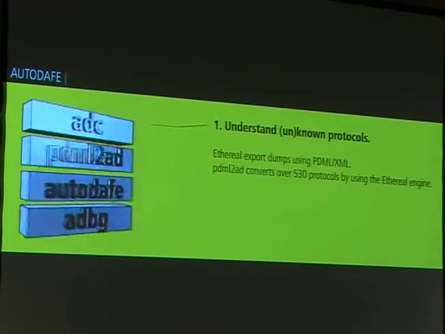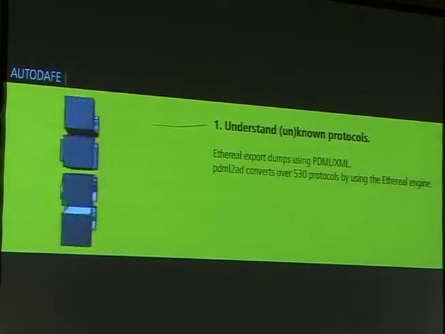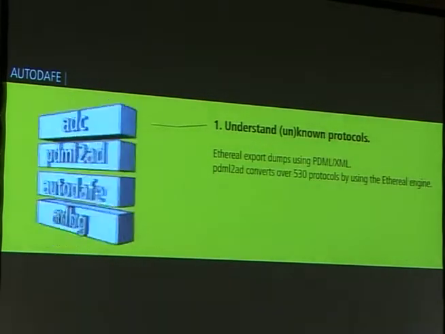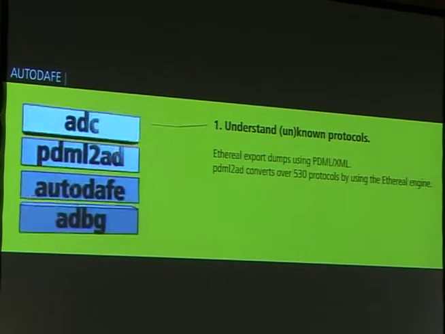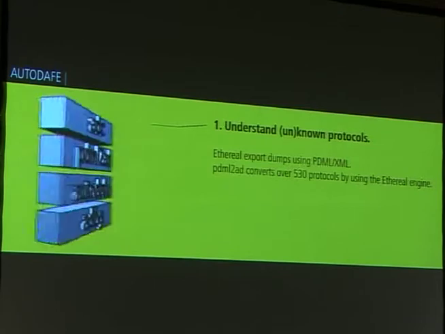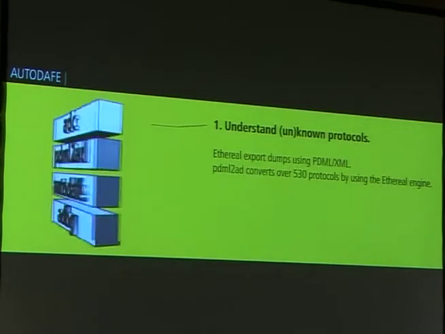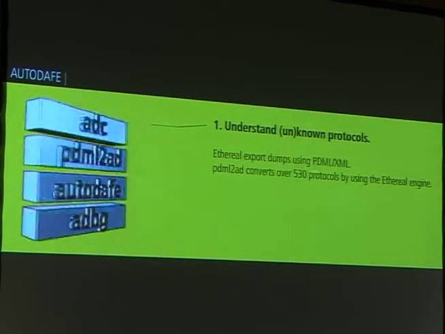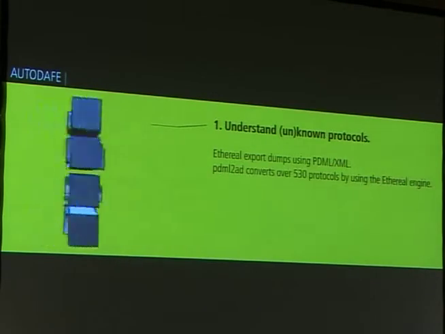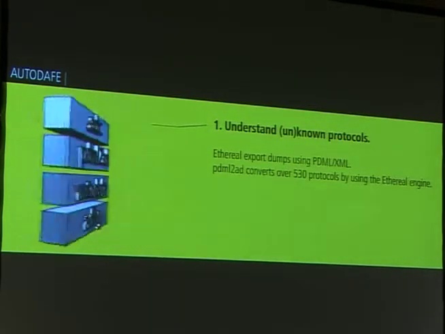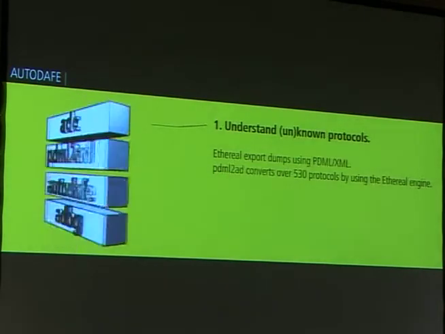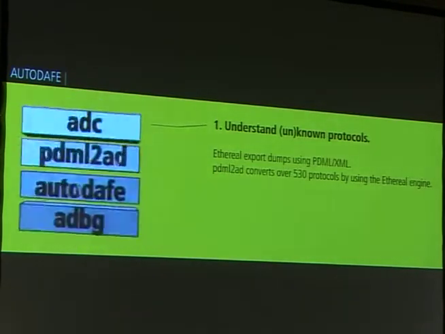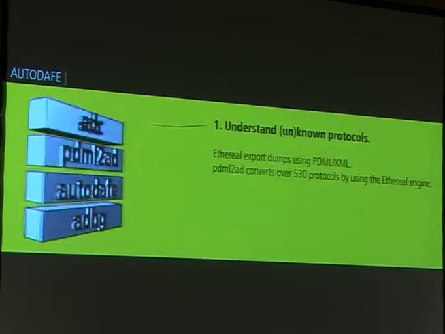The biggest problem if you have used fuzzers like Spike is to write your own script and try to understand how protocols work. So the idea is to use the Ethereal engine to recognize 530 protocols. To do that, you just need to export a dump using the PDML function, and then convert this file using this tool. You can just dump a Sendmail connection, an SMTP connection, for example, and after that, just choose which field you want to try to fuzz.